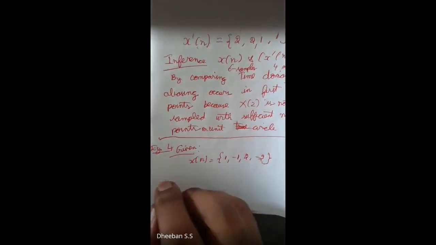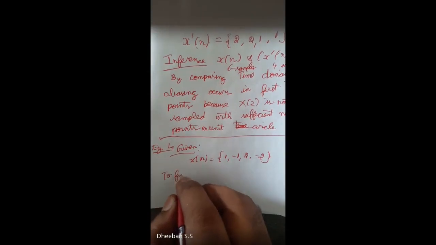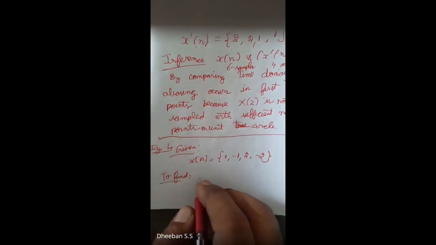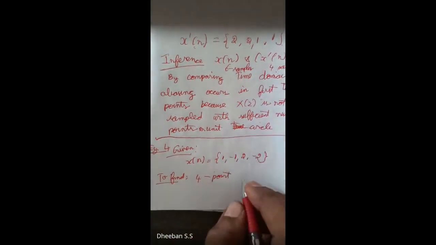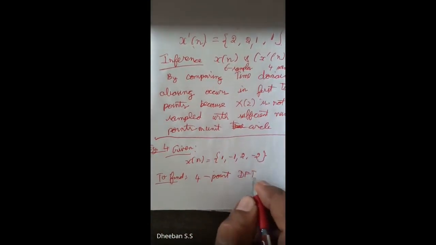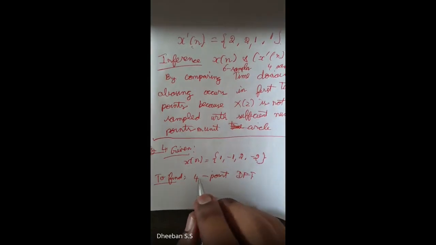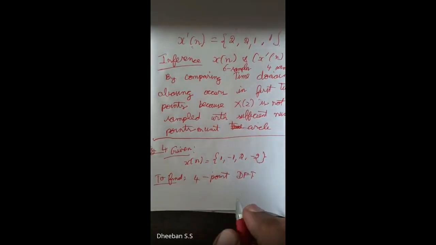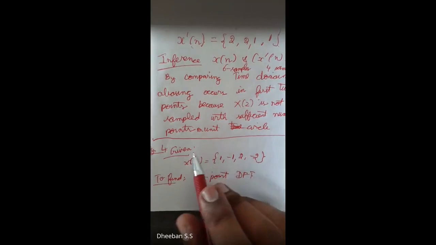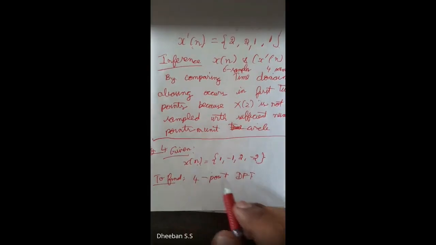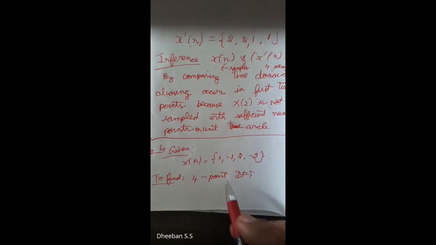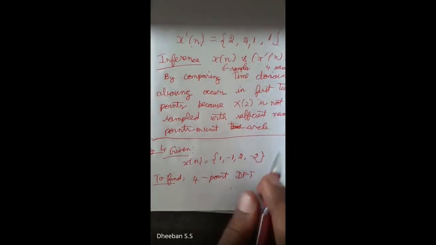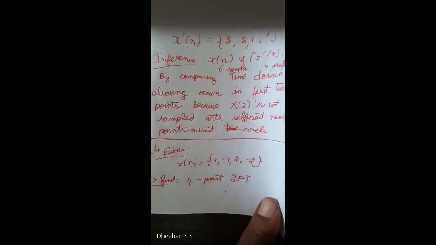Okay. To find the 4-point DFT. If they're saying 4-point DFT, it means it is with respect to your number of samples in the unit circle which you have to sample. So for that, you have to find the Z transform of this. After that, you have to apply the Z value. Okay. So we'll be getting the answer, and the solution will be moving on.